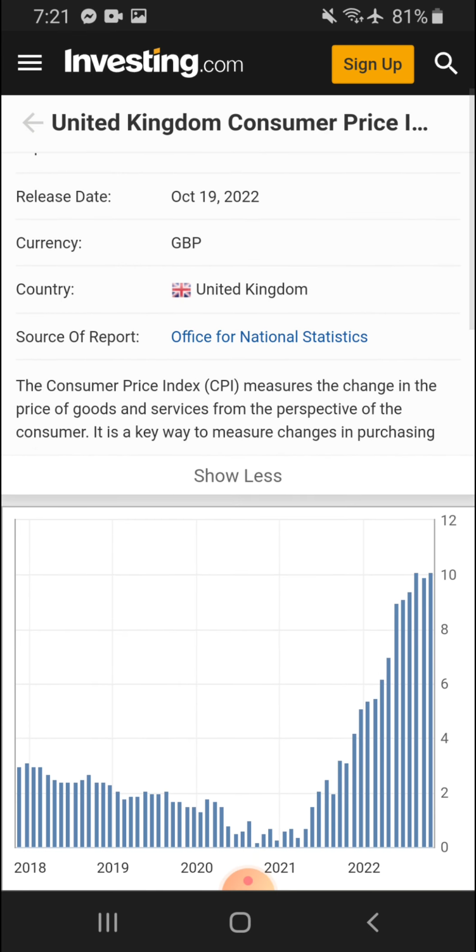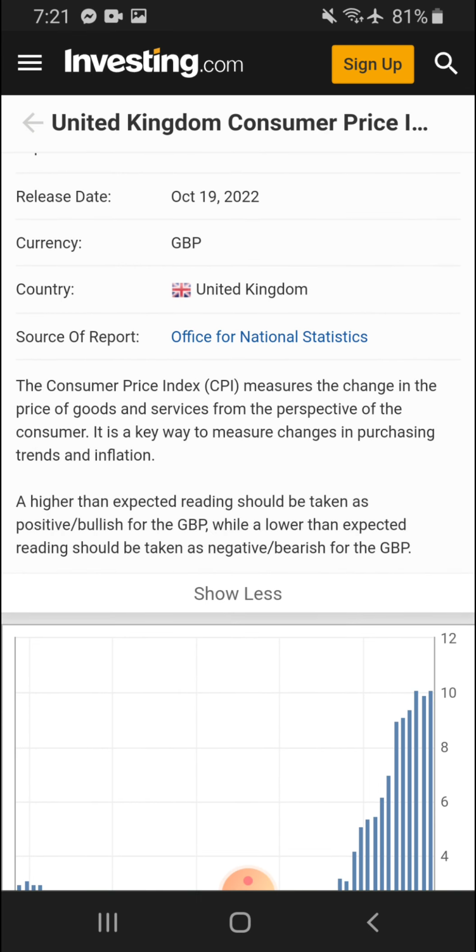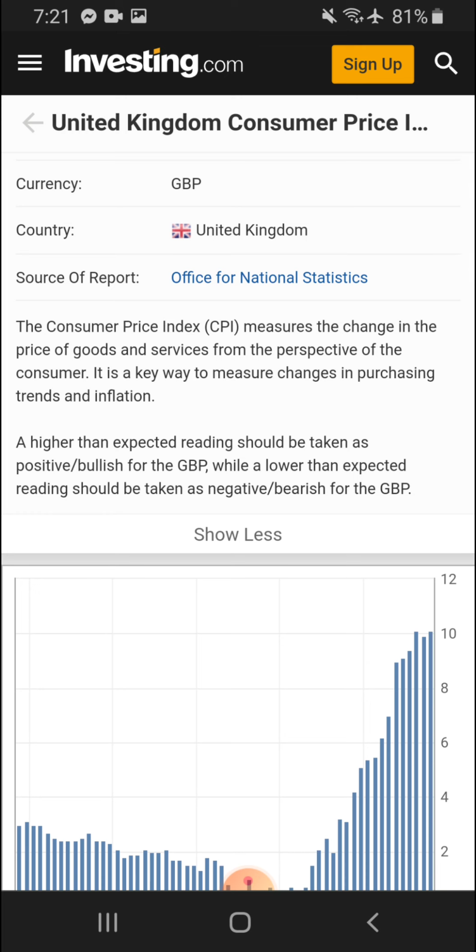Okay, so this consumer price index measures the change in the price of goods and services from the perspective of the consumer. So it is a key way to measure change in purchasing trends and inflation. A higher than expected reading should be taken as positive or bullish for the Great British Pound, while a lower than expected reading should be taken as negative or bearish.